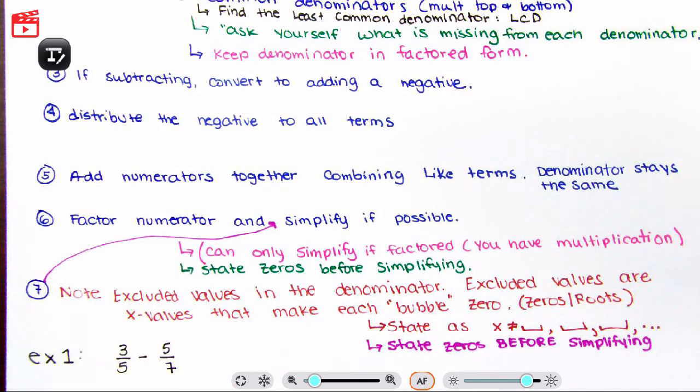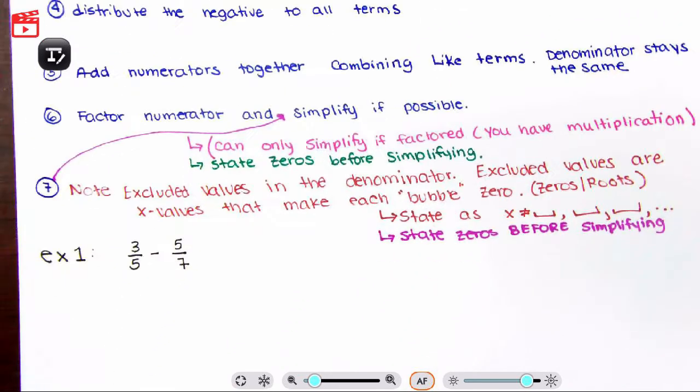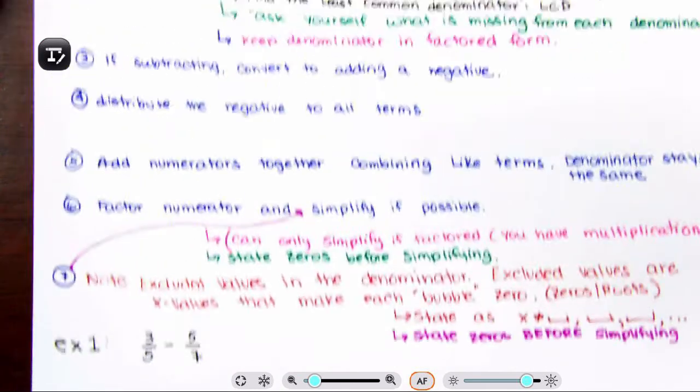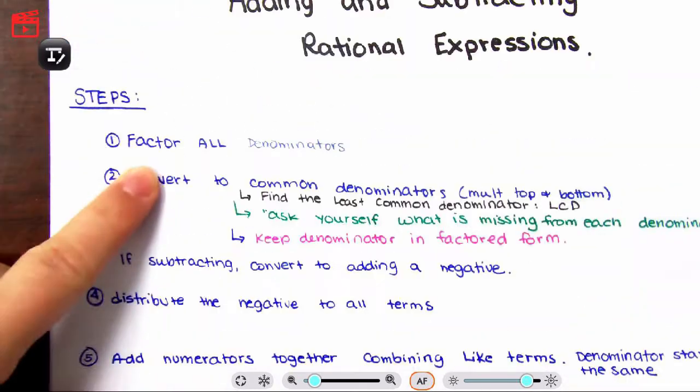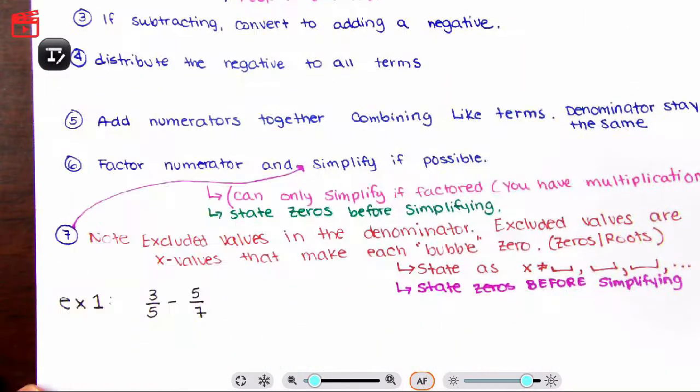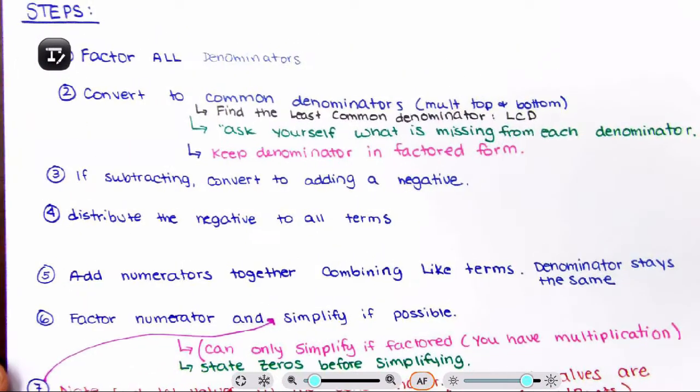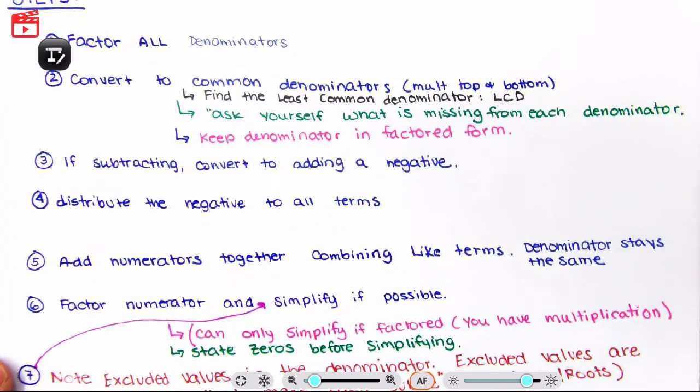All right, let's start with something basic. Let's start with something that we're doing in grade school. So 3/5 minus 5/7. Now I'm going to do all of my steps. So here I'm reading through the steps. What I would recommend is writing these steps out. So if you need to pause this video, copy all these steps down, and then that way you have something to refer to.